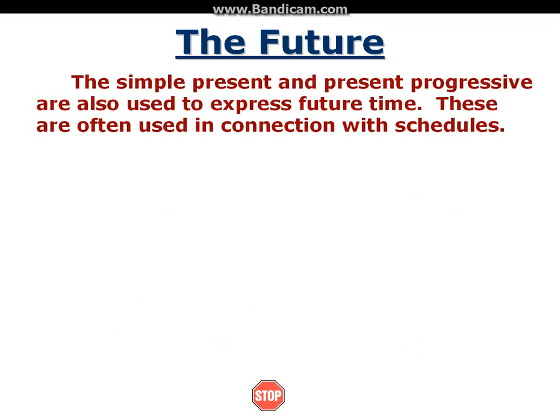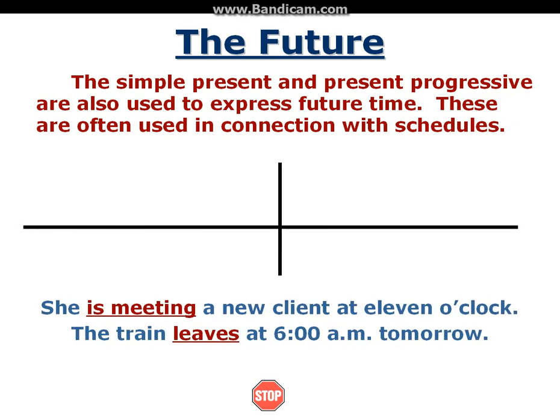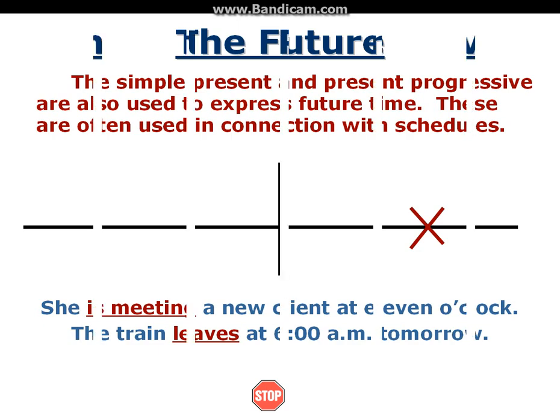The simple present and the present progressive are also used to express future time. These are often used in connection with schedules. She is meeting a new client at 11 o'clock. The train leaves at 6 a.m.